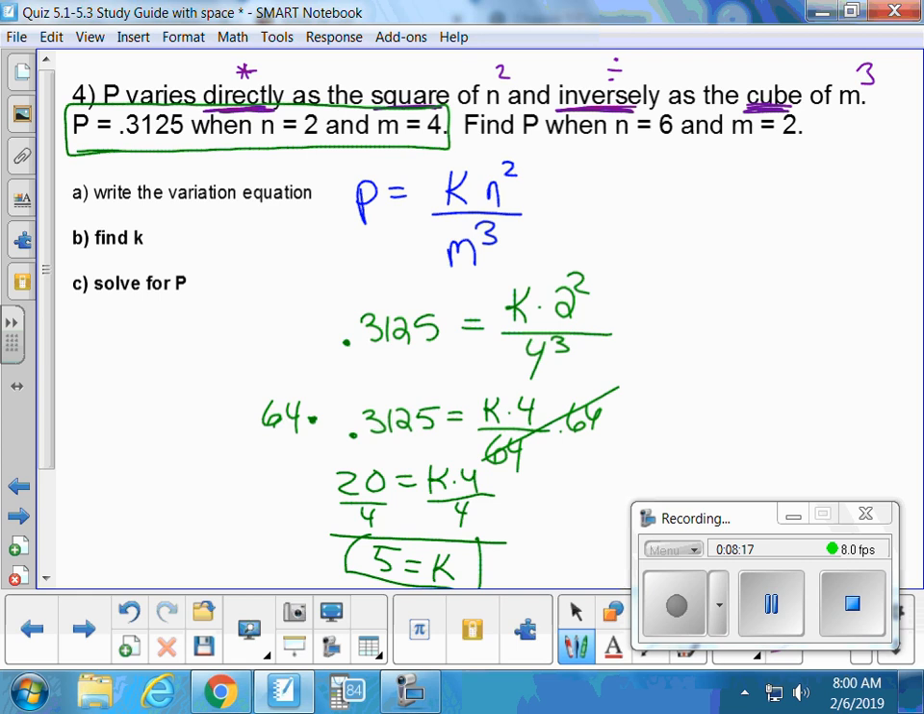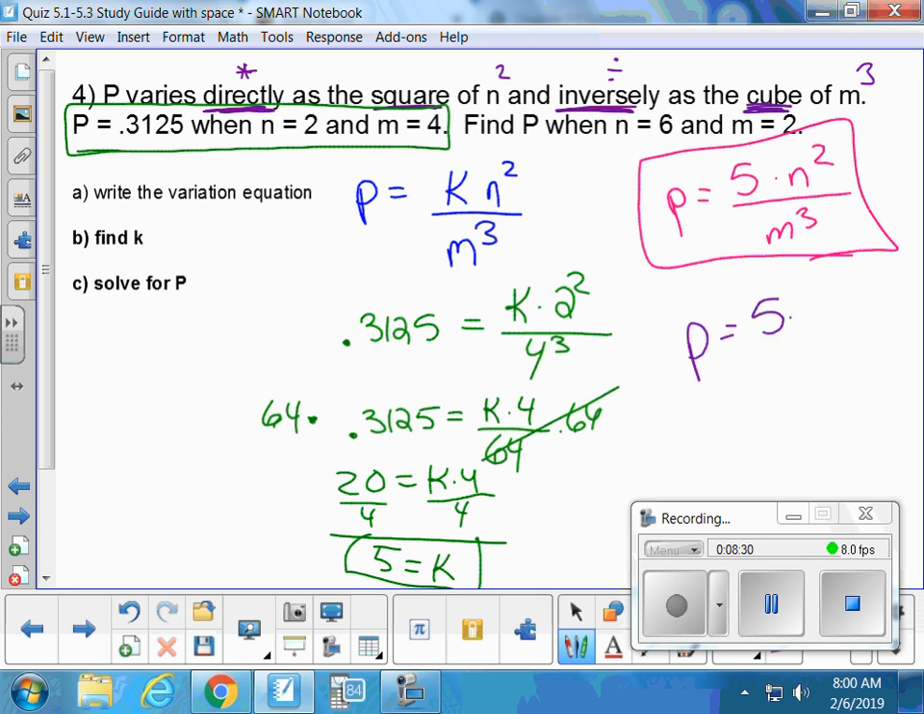And now we will put that 5 in for K. And that's my pink step. And lastly, finding P when n is 6 and m is 2. Who's typed that in for me? 45 over 2. Which is, for those decimal people in the room, 22.5.